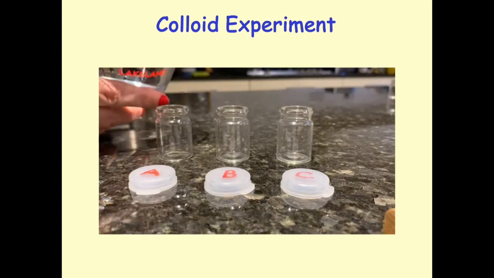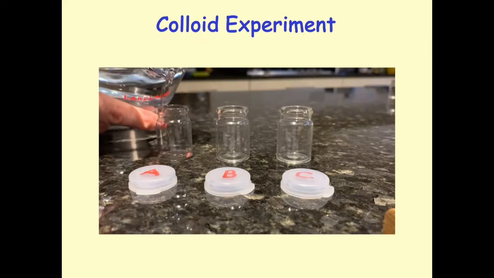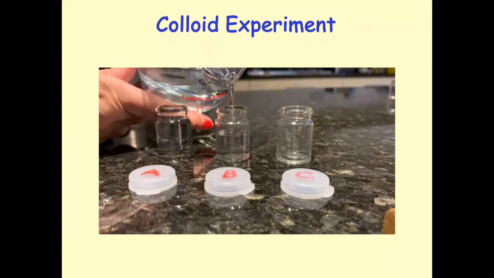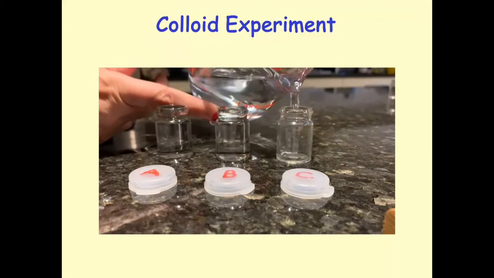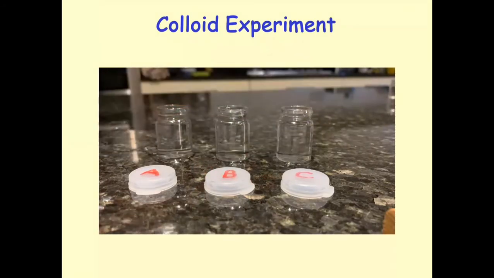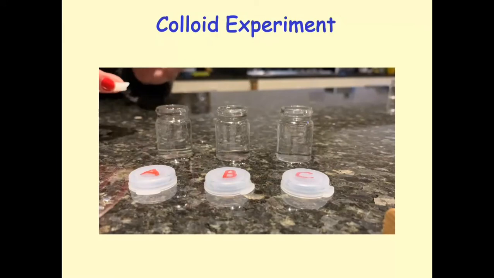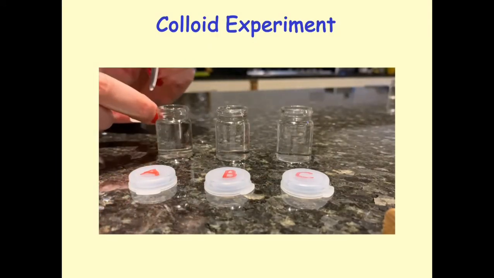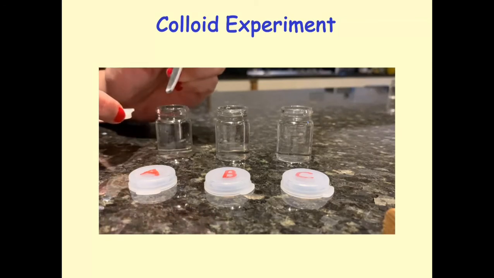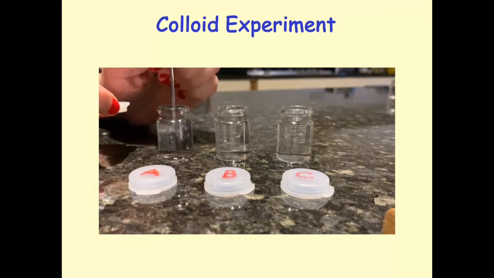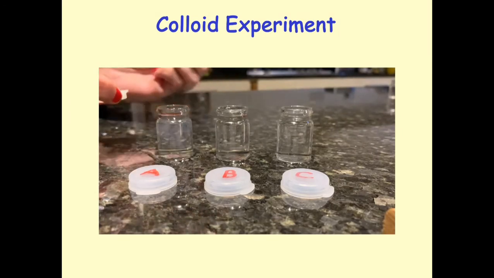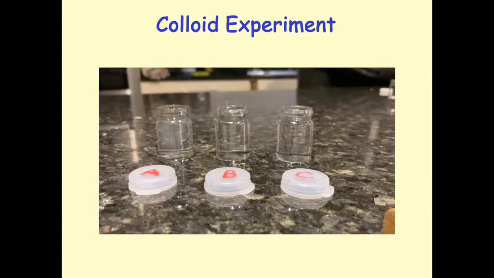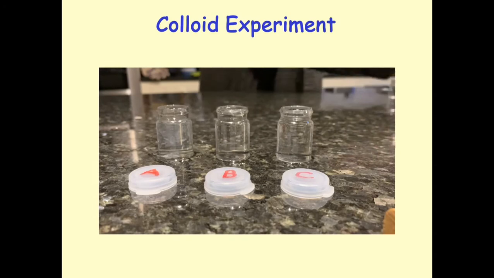So first of all, put water in each of these vials, and then I'm going to add a very small amount of milk to one of them. I'll probably add just a little bit too much. It's a bit hard to add as little as I need. And then a small amount of washing up liquid to one of them.